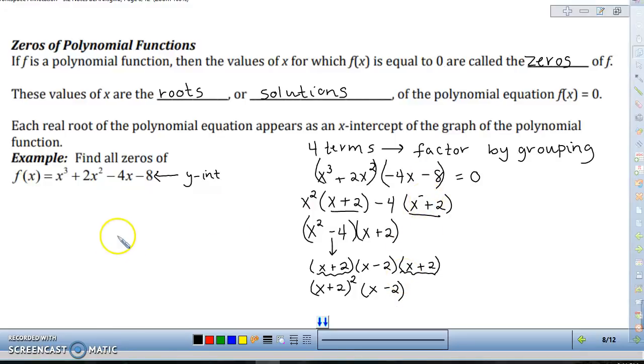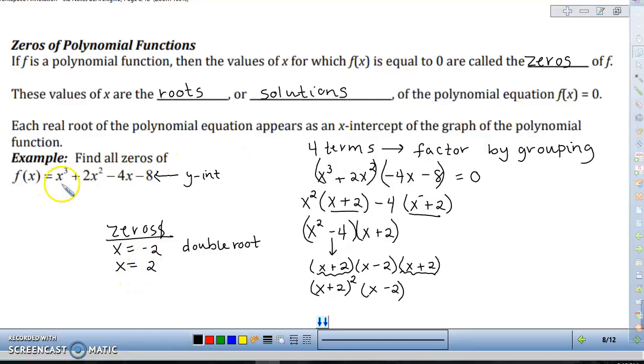So what that means is that my zeros, I'm going to be looking at x equals negative 2, but maybe make a note, this is what we would call a double root. It has that power of 2 on it, which means that it actually counts for 2. My other x value, my other 0, is going to be positive 2.